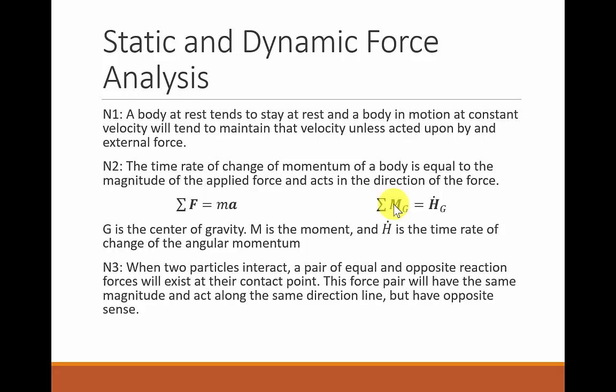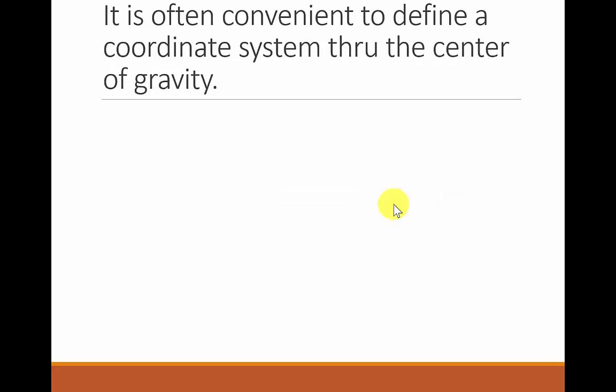Before we do that, recognize that G is the center of gravity, M is the moment, and H dot is the time rate of change of the angular momentum. Since the center of gravity plays into this equation, a lot of times it's convenient to define a coordinate system that has its origin at the center of gravity, so its coordinate system runs through the center of gravity.